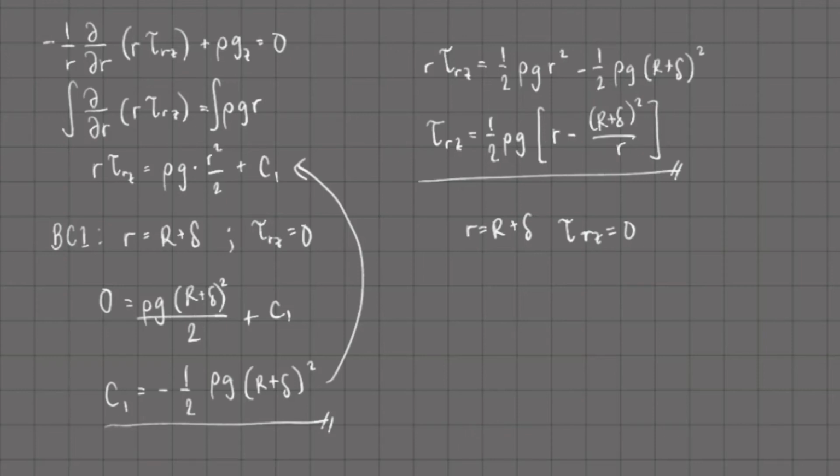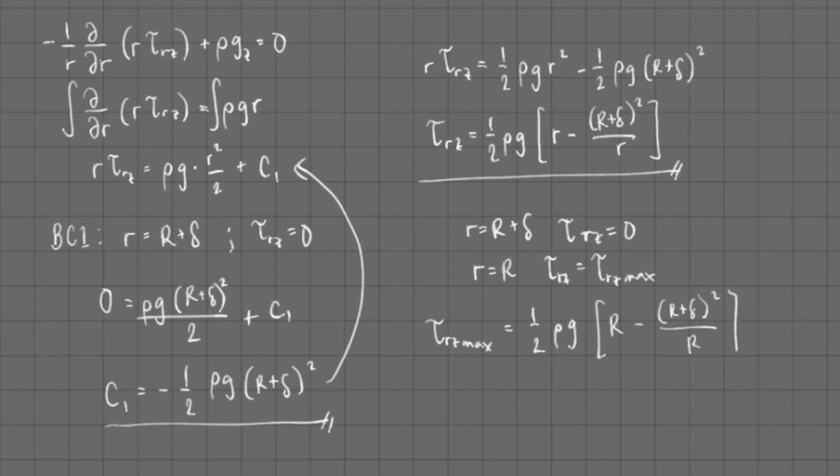Okay? By the same token, we can also say that the maximum shear stress occurs at the immediate boundary of the pipe wall. That is, at r is equal to R, our tau rz becomes the maximum shear stress, tau rz max. And the value of that can be derived from this equation of the shear stress profile. That is simply tau rz maximum is equal to 1/2 rho g times quantity capital R minus capital R plus del squared over capital R. This is our expression for the maximum shear stress. Okay, this is at the wall of the pipe.